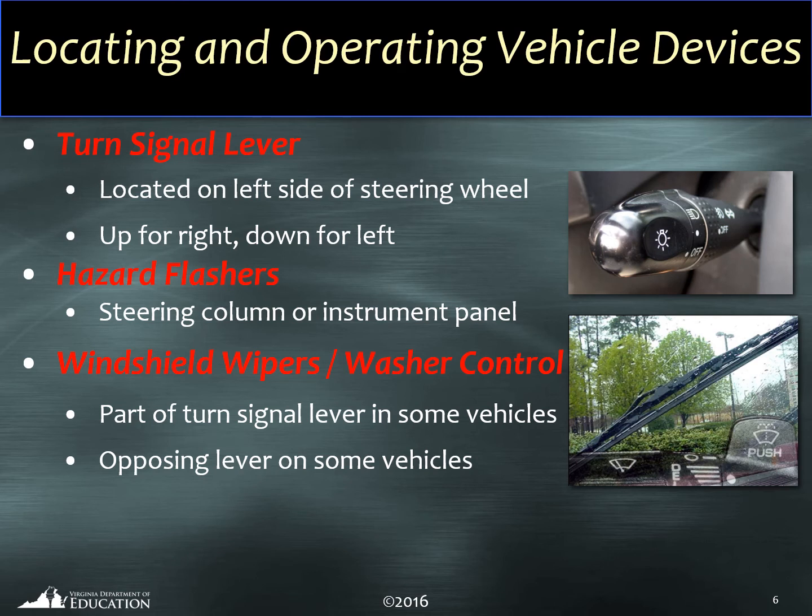Okay, your turn signal. Typically, this is going to be on the left side of the steering wheel, up for right, down for left. Again, you want to engage this before you make any type of turn, whether it's changing lanes or turning at an intersection. A good rule of thumb is you want to engage your turn signal 4 seconds before you actually make the turn. Again, this is to help communicate to other drivers on the road what your intention is so they can be aware.